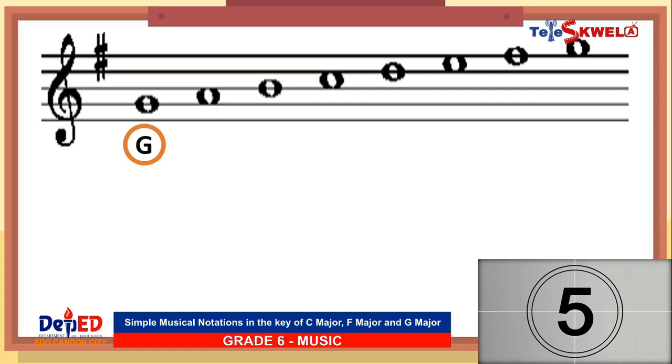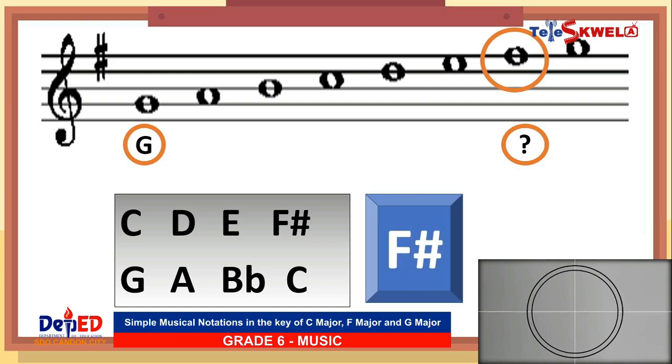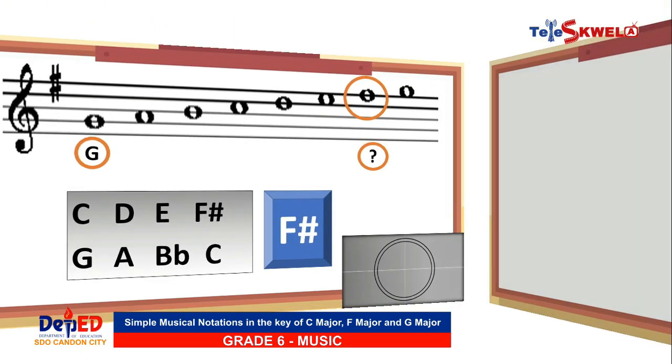If that is G again, then what is that? Choices: C, D, E, F sharp, G, A, B flat, and C. Timer starts now. And the answer is F sharp. Next.